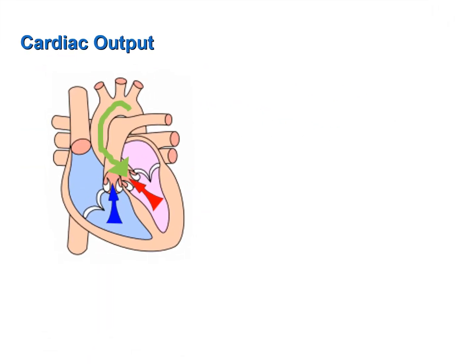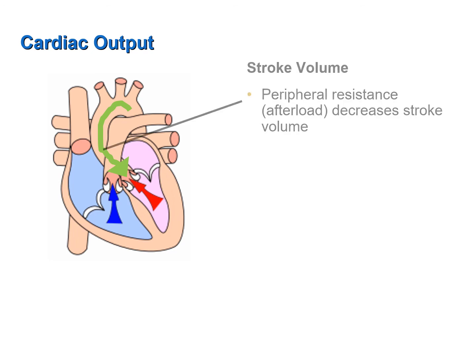As blood flows through a blood vessel, wherever that blood is in contact with the walls of the blood vessel, there is friction, friction that resists the flow of that blood. When the ventricles contract, they have to push blood against that resistance. That resistance is called the peripheral resistance, or the afterload. As the afterload increases, stroke volume decreases.